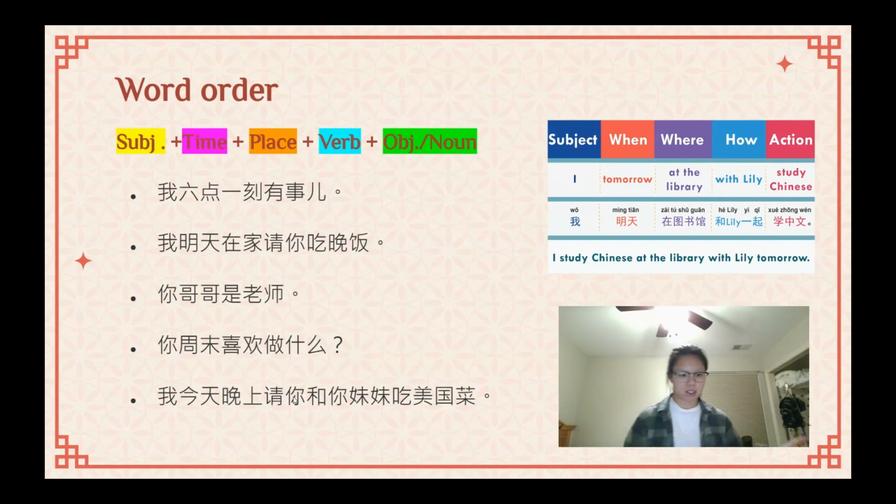So 我今天 subject time, you 晚上 is with that time again. You don't really have a place. But if you wanted to, you could insert that place. You could insert 在家, 在场馆, 在 other places to eat food, any place, right? And then that verb phrase, that 请你吃美国菜. That 吃美国菜 is really that main verb object, but that second subject is right there. So that is the word order: subject, time, place, verb, object, and noun.